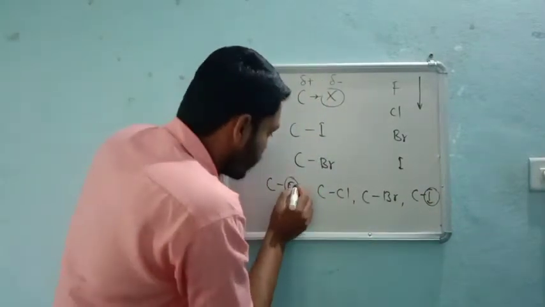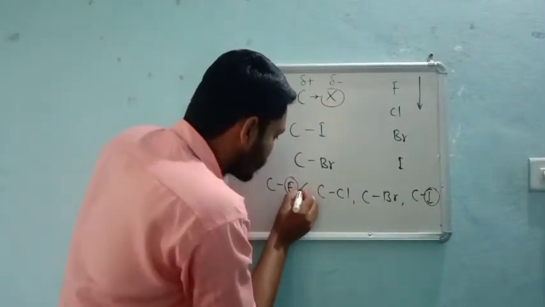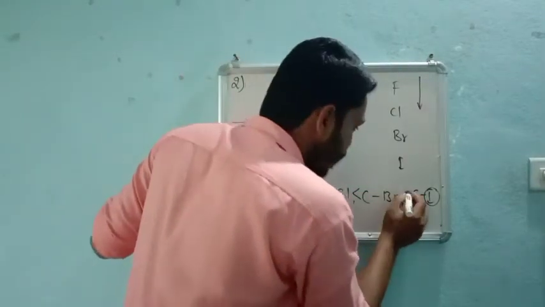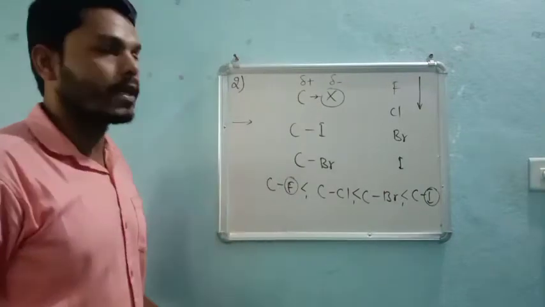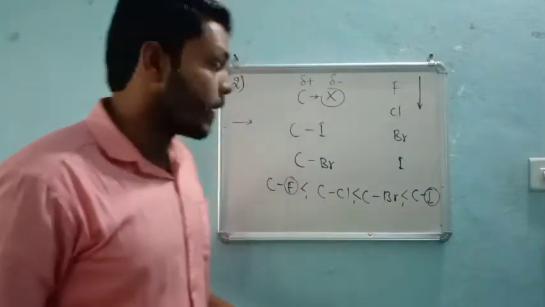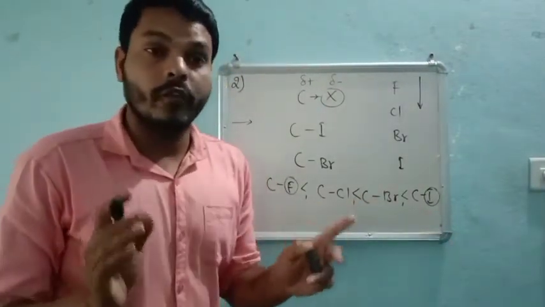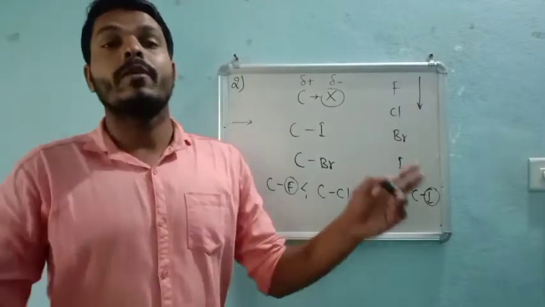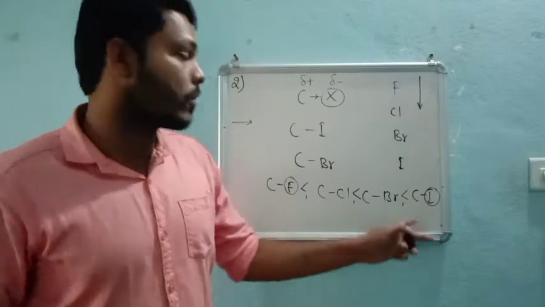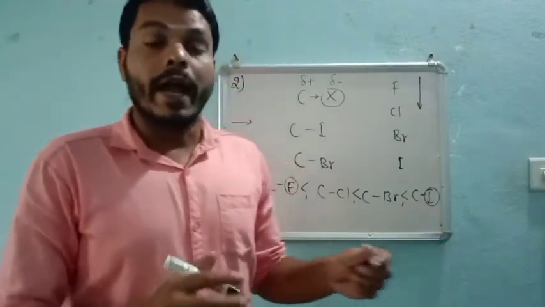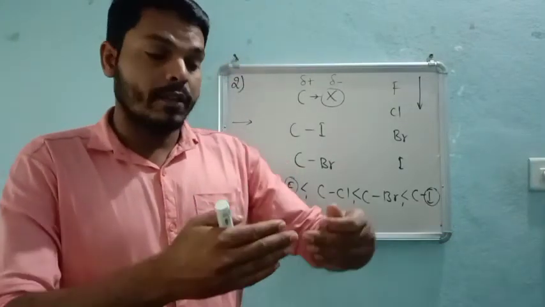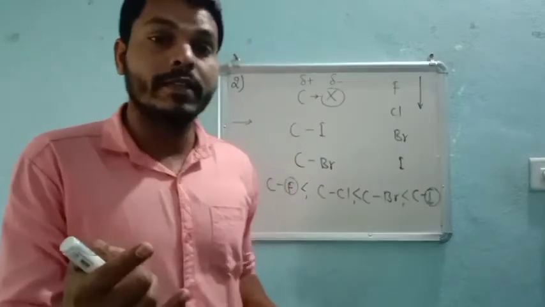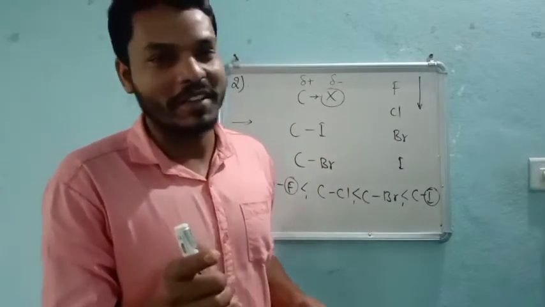So that means fluorine has a smaller size than chlorine. Chlorine has a smaller size than bromine. And bromine has a smaller size than iodine. So if iodine is present with the alkyl group, then the size of that molecule will be very big. Why? Because of the size of iodine. And as the size increases, the bond length also increases. As the bond length increases, the strength decreases. Right? This is organic chemistry.